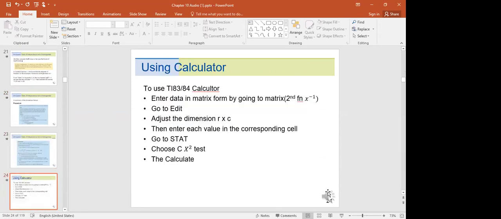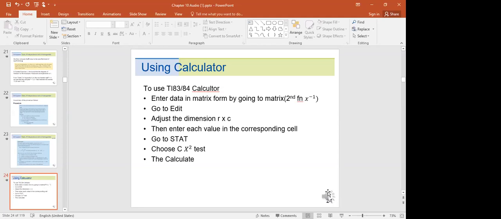So let's use our calculator now. Do you all have a TI-83 or 84? If you have it, let's use it. Anybody has a calculator? Okay, if you have a calculator, now these are the steps in using the calculator.